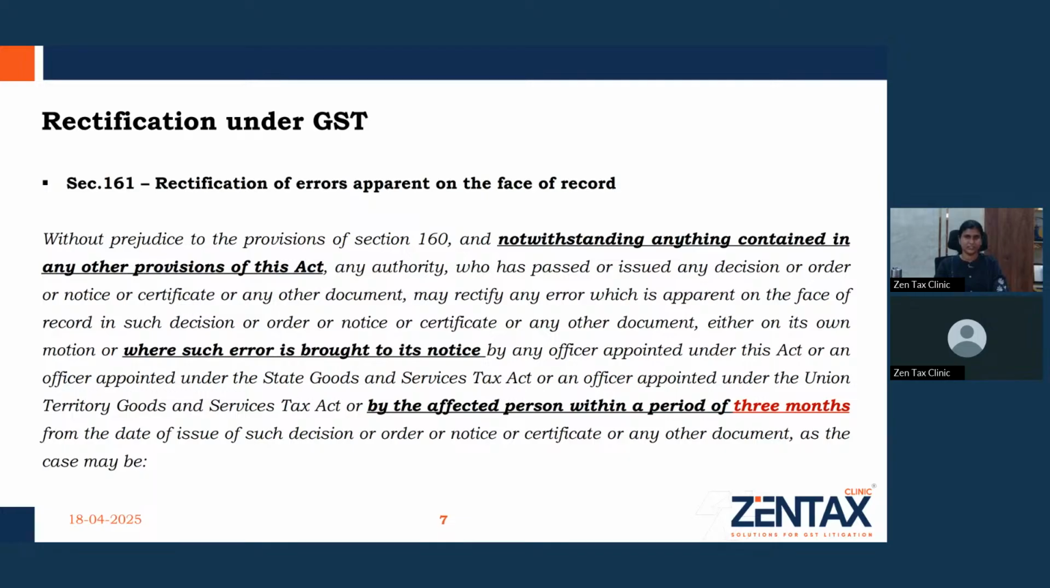From this, we need to clearly note that this rectification under GST can be done by the officer himself or by the affected person. That is, the affected person can make an application within a period of 3 months from the date of such order. So within 3 months, the affected person or concerned person can file for rectification of order and get their order rectified. This rectification application can be done through online mode.